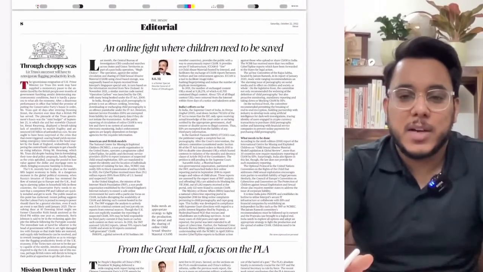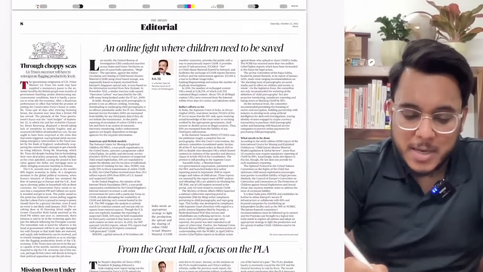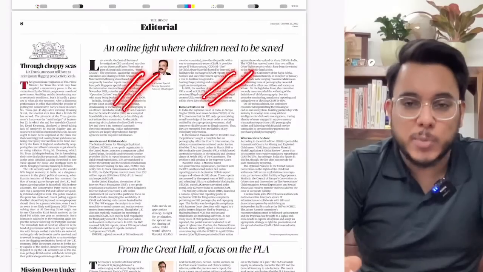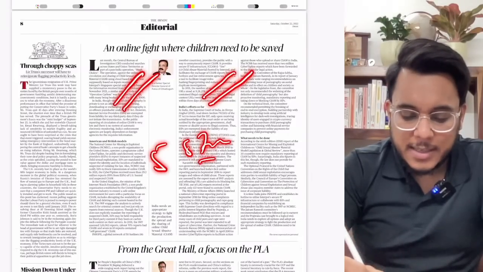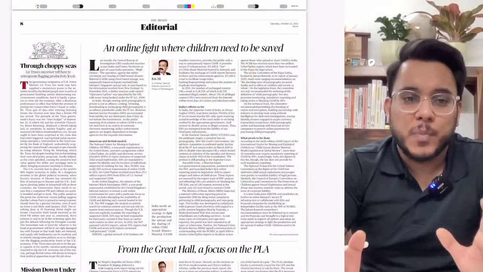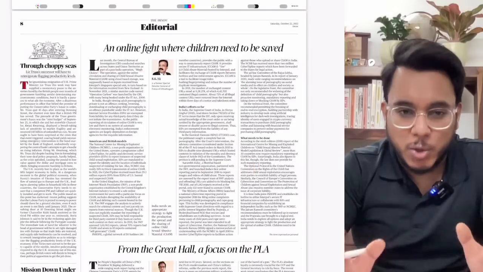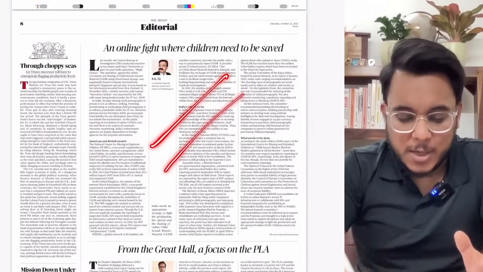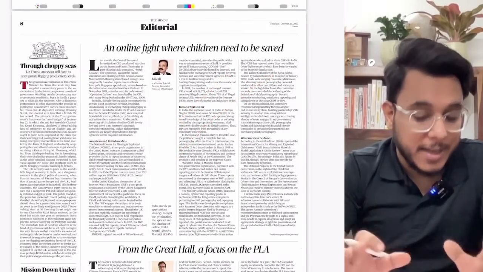And then directly we come to the editorial page. At the editorial page, "An online fight where children need to be saved." So this is a 5-star article discussing the entire issue of child pornography and the related issues in that particular direction. So we'll see this particular article, a very comprehensive and detailed article.